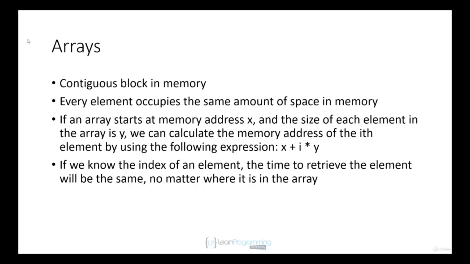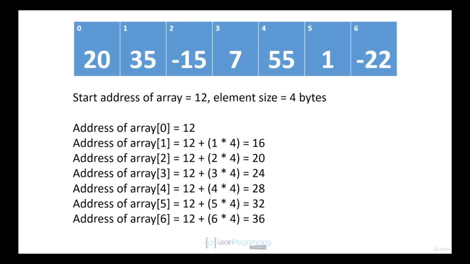And this is made possible because of the first 2 points, because arrays are one large contiguous block in memory, and because every element in the array occupies the same amount of space in memory. So let's have a look at this for the array we just created. We created an array of length 7, so the valid indices are 0 to 6, and the values are 20, 35, minus 15, 7, 55, 1, and minus 22.